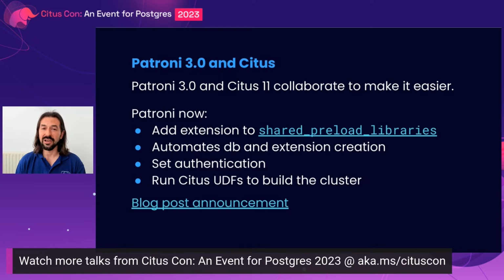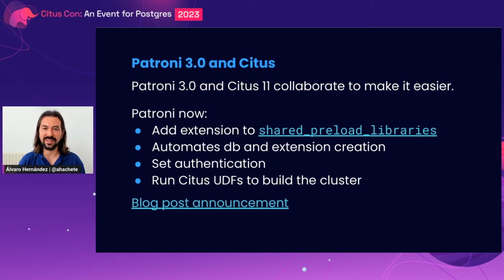So essentially, of all the steps that you have seen, Patroni now by itself understands Citus and, if you configure it specifically for it, allows you to do the following. First of all, it will run the create extension command automatically for you, and add it to the shared preload libraries PostgreSQL configuration file. So you don't need to tweak the configuration for this, and you also don't need to run create extension or create the database where you want the extension to be installed. And it also allows you to set the authentication parameters and run these UDFs that we mentioned for you.